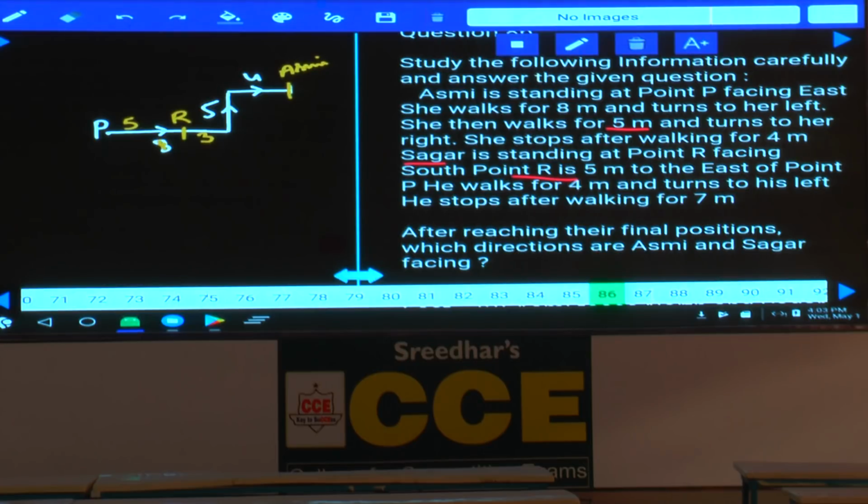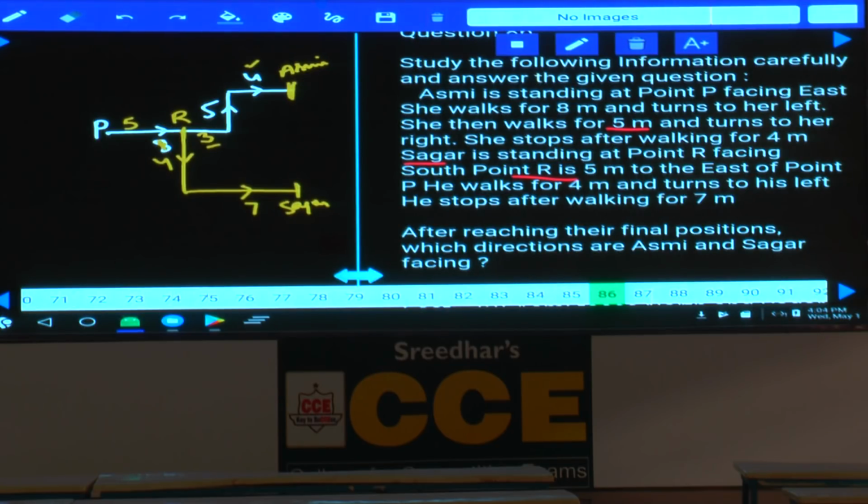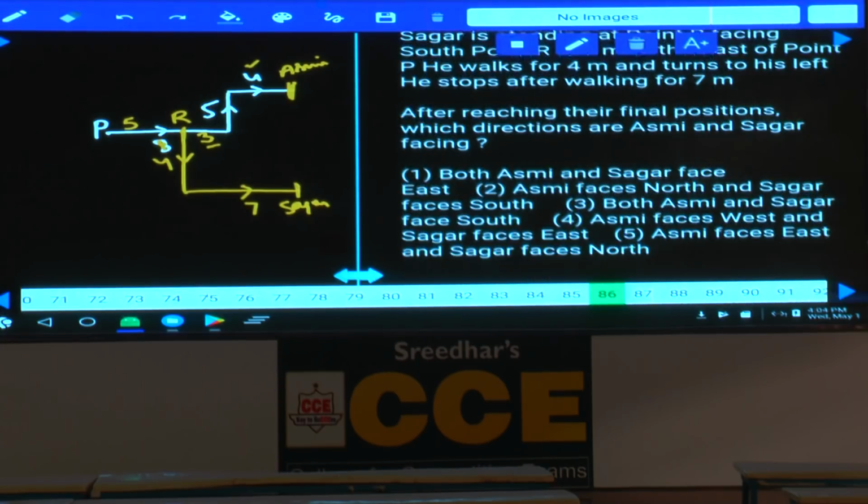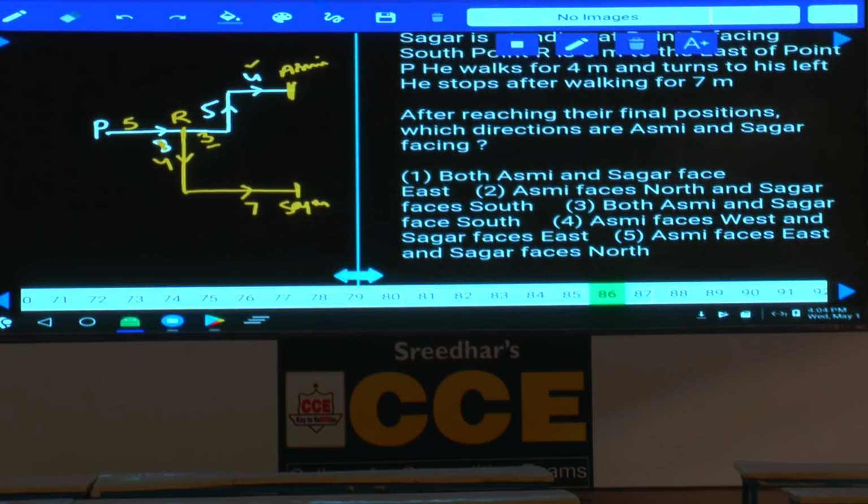Now this Sagar started at point R, which is 5 meters to the east of point P. He walks for 4 meters towards south. After walking for 4 meters, turns to his left and he stops after walking for 7 meters. 7 meters means now this is 3 and this is 4. 3 plus 4 equals 7 meters. Hence finally this Ashmi and this Sagar are at the vertical distance, isn't it? Then he stops after walking for 7 meters. After reaching their final positions, which directions are these two persons facing? Now finally Ashmi is facing towards east. Now this Sagar is also facing towards east. And both these two persons are facing east, choice 1. 86, it is choice 1.